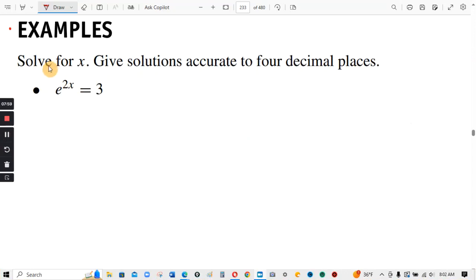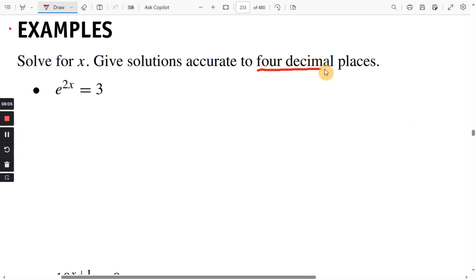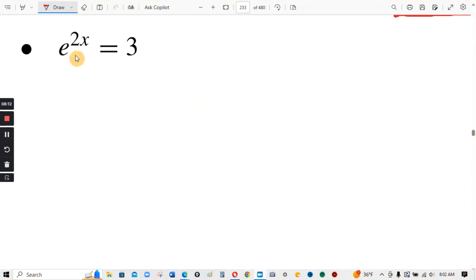All right, in this section, they want us to solve for x and give solutions accurate to 4 decimal places. All right, so you're going to need a calculator for this section. All right, here we have e to the 2x equals 3. So the base of this number is e, because this is a number that's being raised to an exponent. The number that's being raised to the exponent is the base.